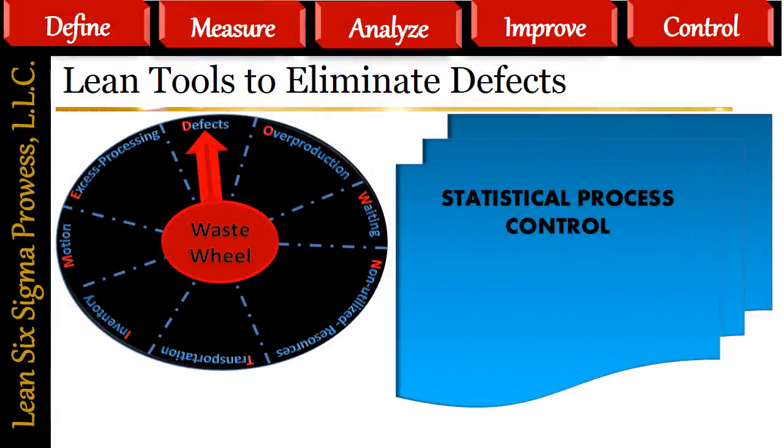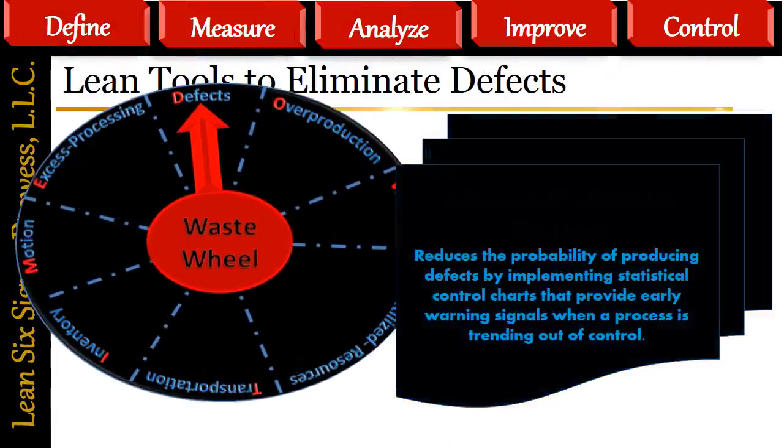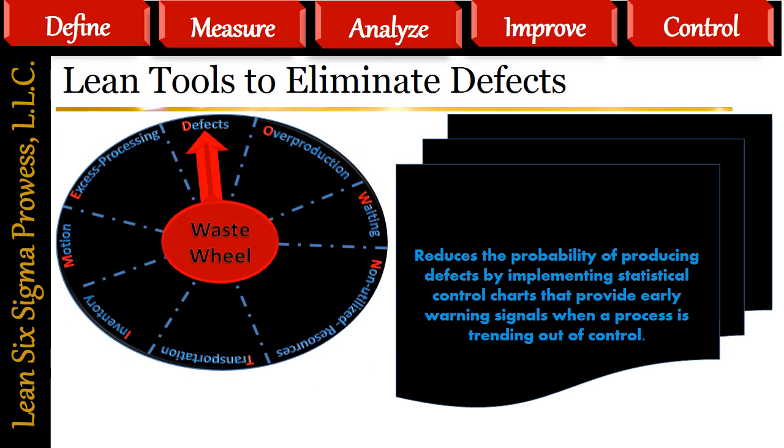Statistical process control reduces the probability of producing defects by implementing statistical control charts that provide early warning signals when a process is trending out of control. Implementing statistical process control in real time, known as continuous monitoring, is a proactive measure. It provides clear indication of how the multiple X's are controlling the variation of the output Y at the current point in time. It is proactive because it warns the operator when a process is likely to yield defects. Therefore, the operator is armed with the knowledge to react when needed in order to eliminate the occurrence of defects.